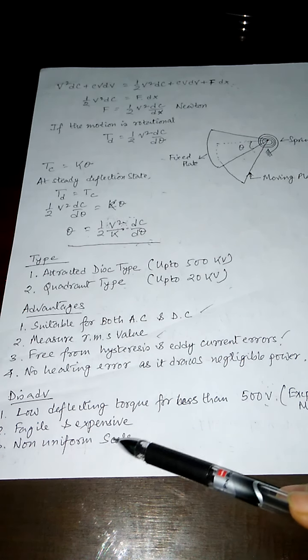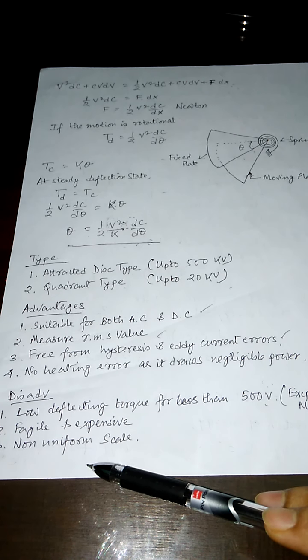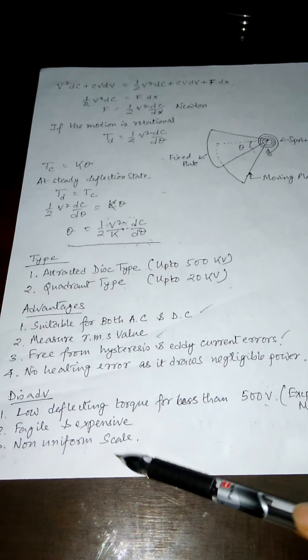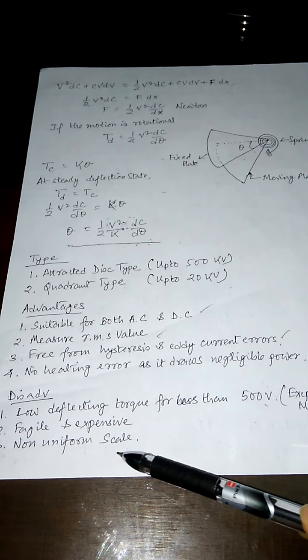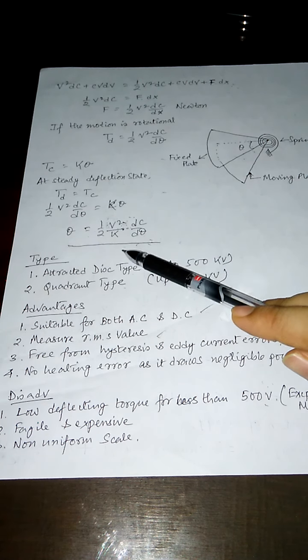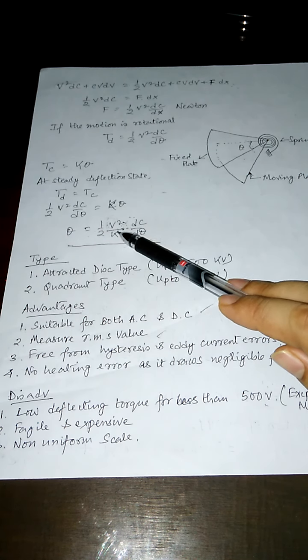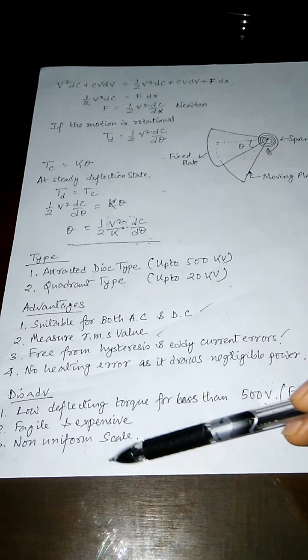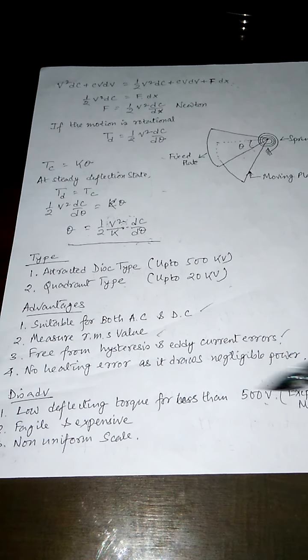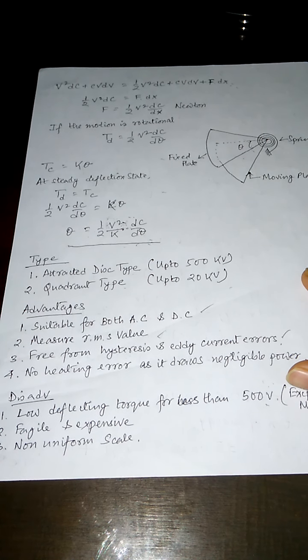They are also fragile and expensive. Another major disadvantage of the meter is the non-uniform scale. As theta is proportional to the square of the voltage, the scale is non-uniform and cramped towards the end, so the measurement of voltage and the parameters becomes complicated.